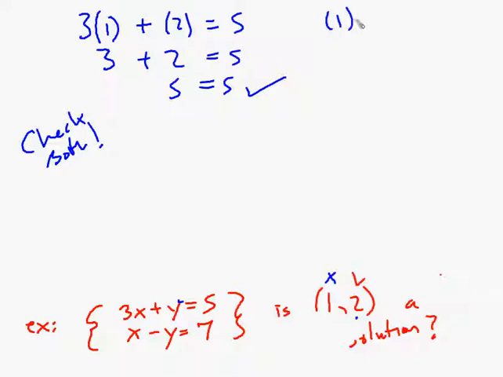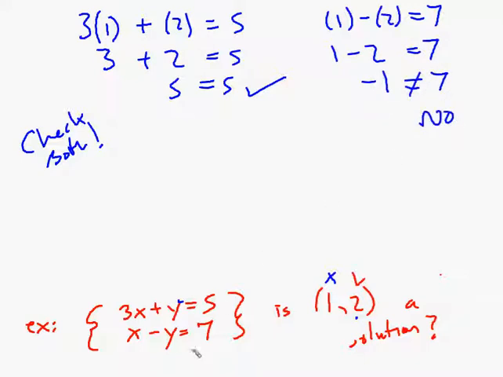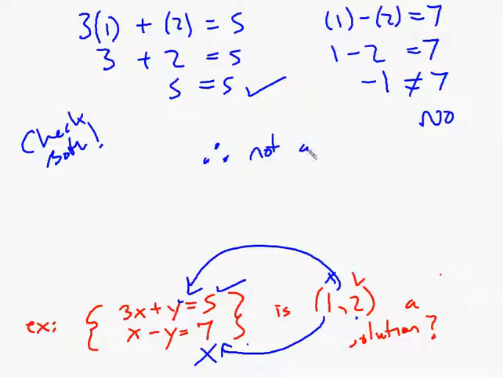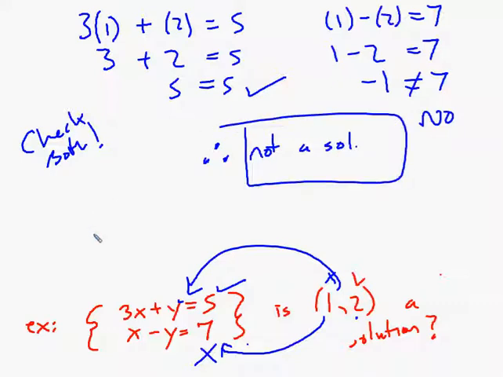So the next one I have 1 minus 2, does that equal 7? Well, 1 minus 2 is negative 1. That does not equal 7, so no, it does not. See, this worked for the first one, but it does not work for the second one. So therefore, I conclude not a solution. Does that make sense?